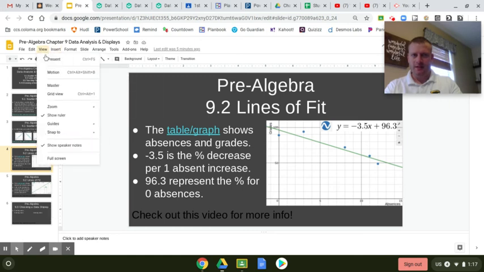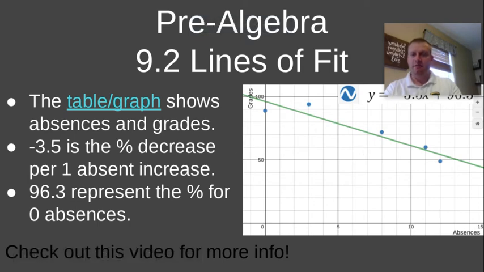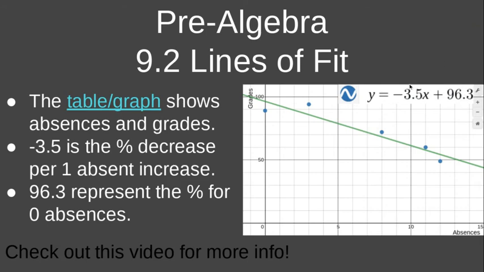So the next learning target is matching data that has a linear association or a linear relationship with a line of best fit. Right now this graph is showing absences on the X scale and grades on the Y scale. In general, each blue dot represents that as the absences increase, the grade of a student decreases.